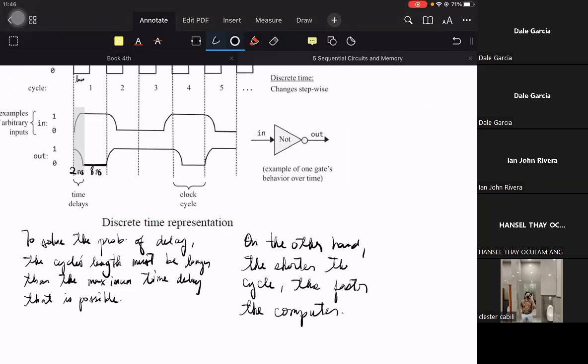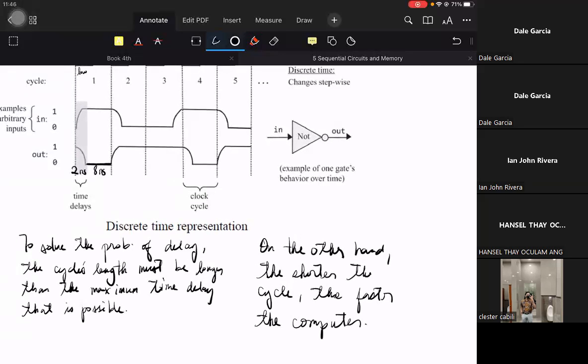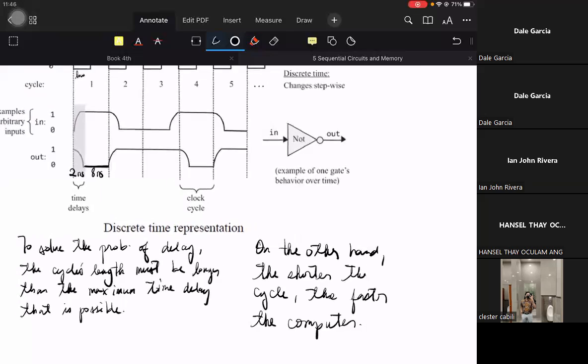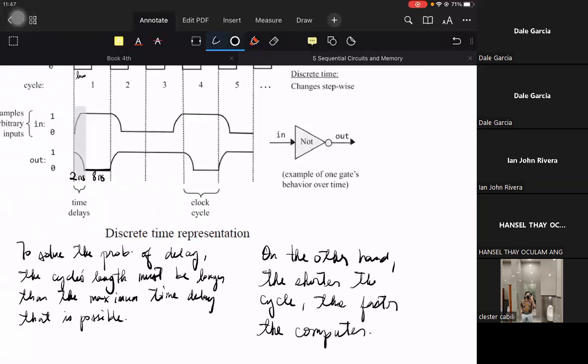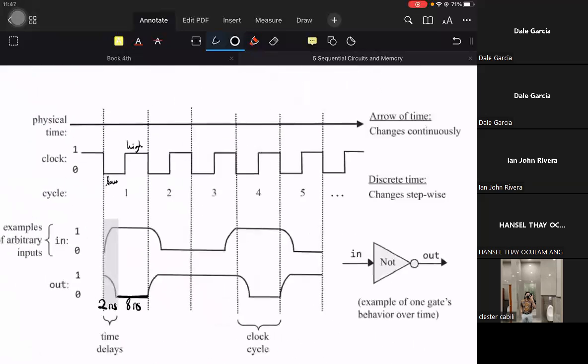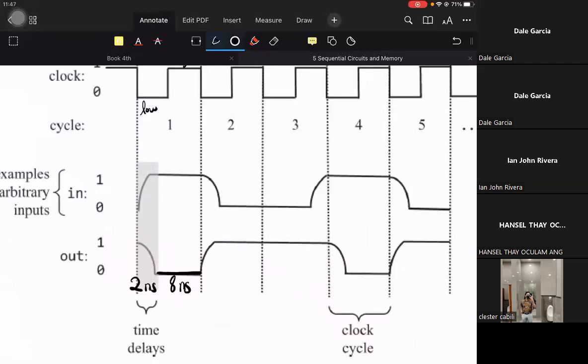Okay? If things happen only during cycle transitions, then obviously things happen faster when the cycles are shorter. So to sum up, the cycle length is chosen to be slightly longer than the maximal time delay in any chip in the system. So here's the dilemma. To solve the problem of delay, the cycle's length must be longer than the maximum time delay. On the other hand, the shorter the cycle time, the faster the computer. So this is the ideal.